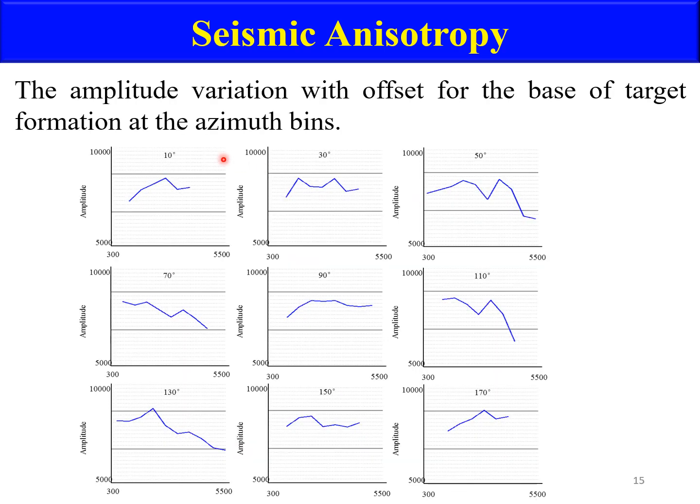The first step in seismic anisotropic analysis is extracting proper seismic attributes, variation with offset at the target formation. In this slide, I show the seismic amplitude variation with offset for the base of the target formation at different azimuth bins. It is very obvious that different azimuths have totally different amplitude variation with offset. This is because of the anisotropy.